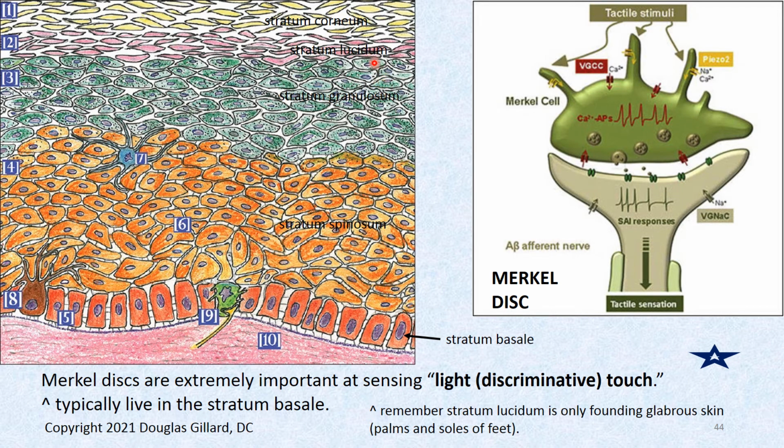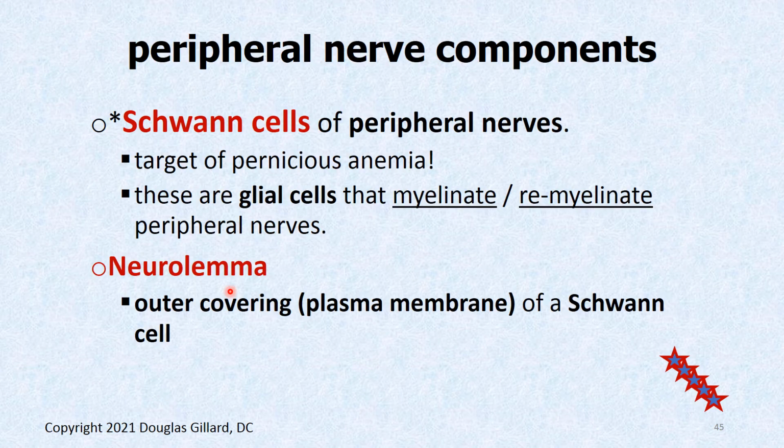Stratum lucidum is only found in the glabrous, or the thick skin, so I know this is thick skin. But here is a Merkel disc right here, and there's the nerve. So this little guy right here is the Merkel cell that was derived by neural crest cells. Schwann cells, which are super important, I'll talk about that when we talk about pernicious anemia. But they were also derived from neuroectoderm, or you could say they're derived from neuroectoderm as well.